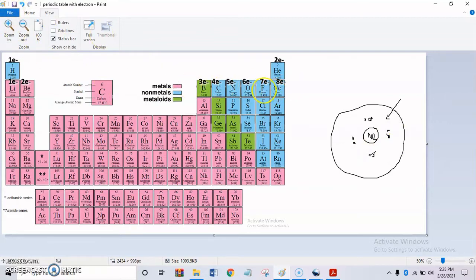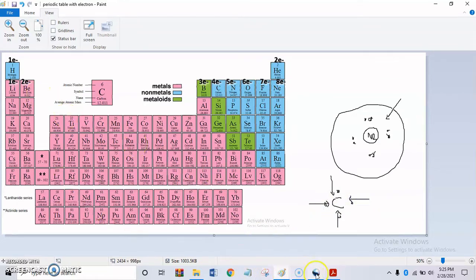Kapag naman si carbon, halimbawa si carbon, yan. Kasi si carbon, 4 lang. 4, 1, 2, 3, and 4 electrons. So, the octet rule is 8 electrons for it to become stable. So, pwede pa siyang mag-connect sa another element, kahit anong element, para maging stable si carbon.